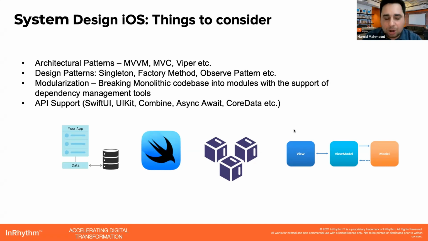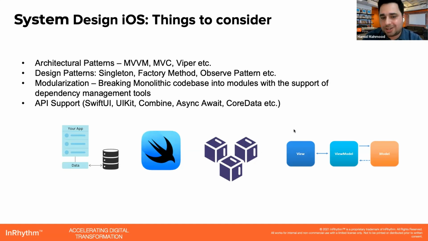Then you also have to consider the API support. When you're designing software, an iOS application especially, you must consider the native API support. Up to the modern trend we have right now for UI components is SwiftUI. UIKit is still being used, but if you want to stick to the modern and updated technology trends in the iOS ecosystem for building UI components, then go for SwiftUI.